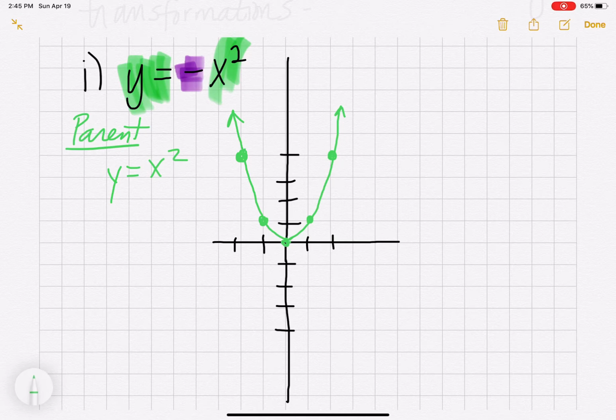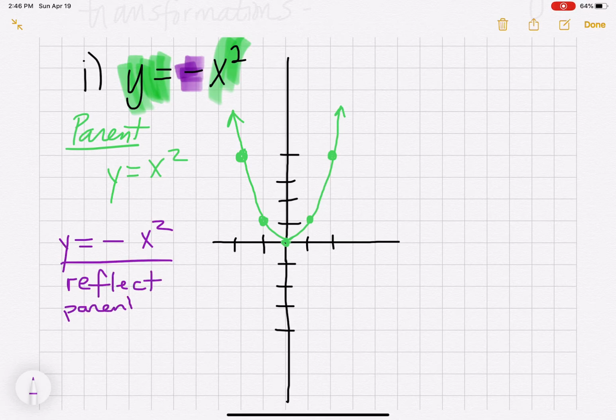So what happens when we look at y equals negative x squared? This negative out front, that's out in front of the squaring function, right? So it's out in front of the house, so we're going to reflect the parent about the x-axis. So I'm going to take all my points and flip them upside down.